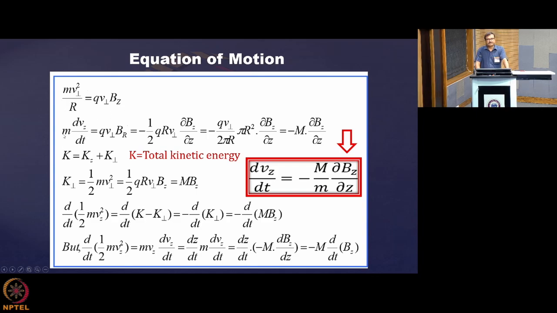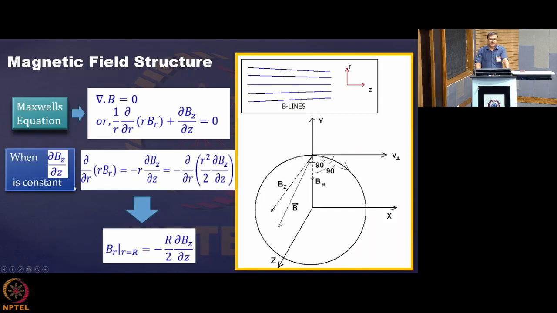And then if we write the equation of motion, this is the axial force balance. So this is m dvz by dt, in the axial direction, and we have put q v perpendicular Br. So we go back to this. See, this is your v perpendicular, and this is your Br. Br is in the plane of the board and v perpendicular is also in the plane of the board, so v perpendicular cross Br, where the angle is 90 degrees, will point in the direction of z.